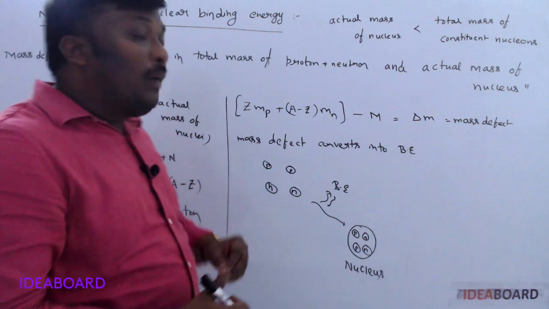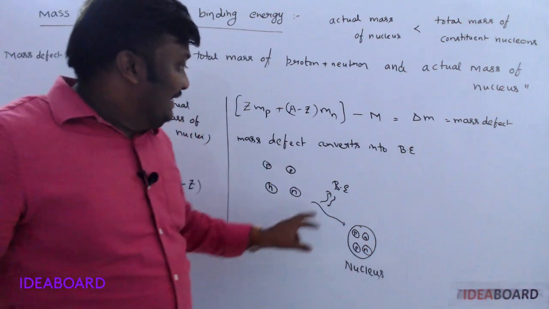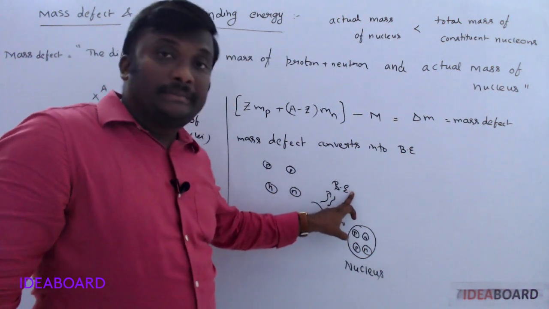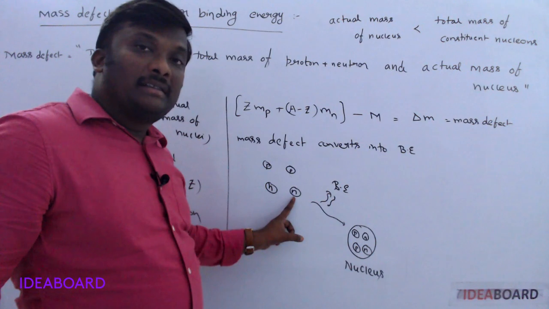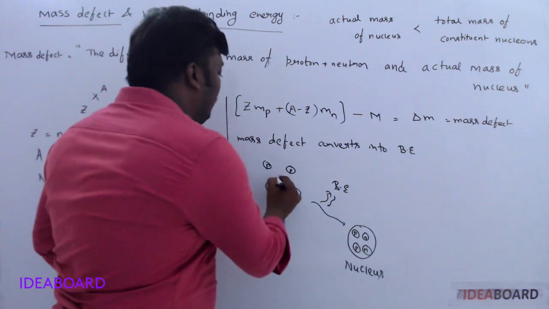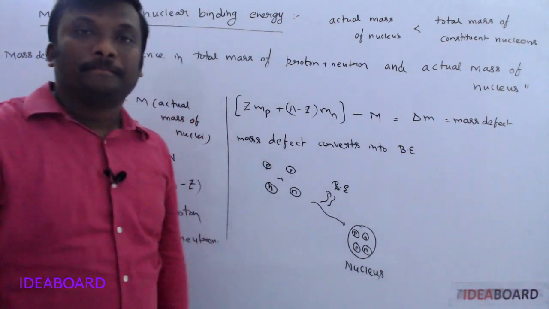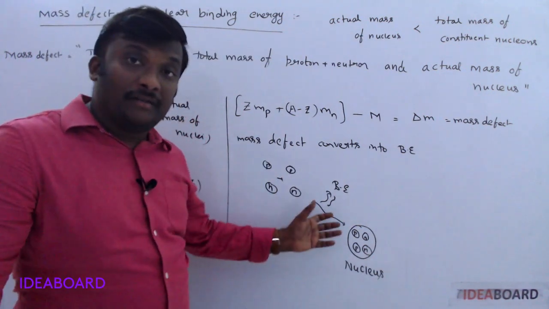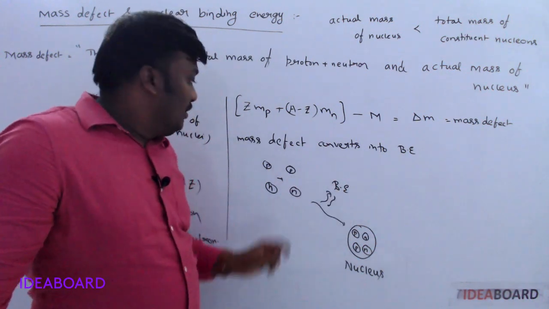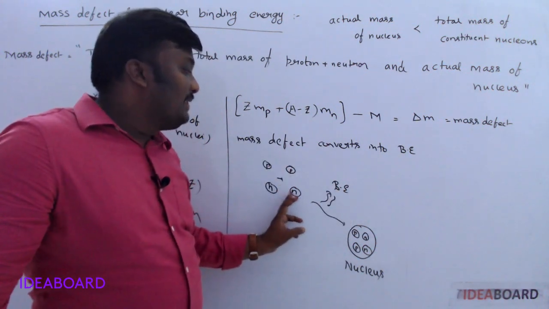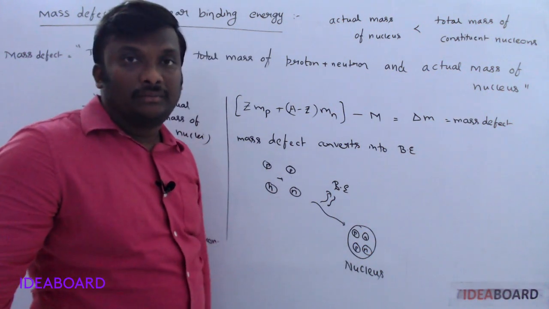So, what is the definition of binding energy? Binding energy is nothing but the energy released when protons and neutrons combine to form a nucleus. Again, what is the definition of binding energy? The energy released when protons and neutrons are combined to form a stable nucleus.